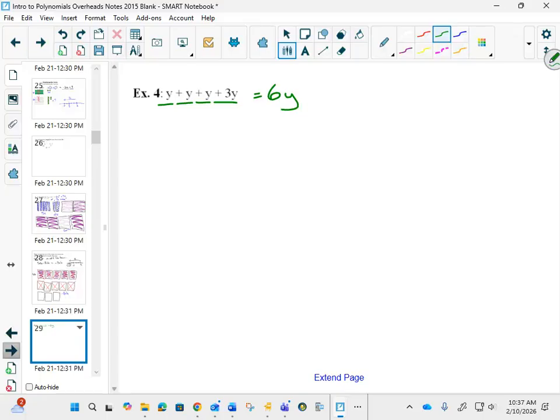So first we have to know what is a like term. I really like underlining like terms, then circling like terms. And when you do that, make sure you include the sign in front. That helps you put things together.